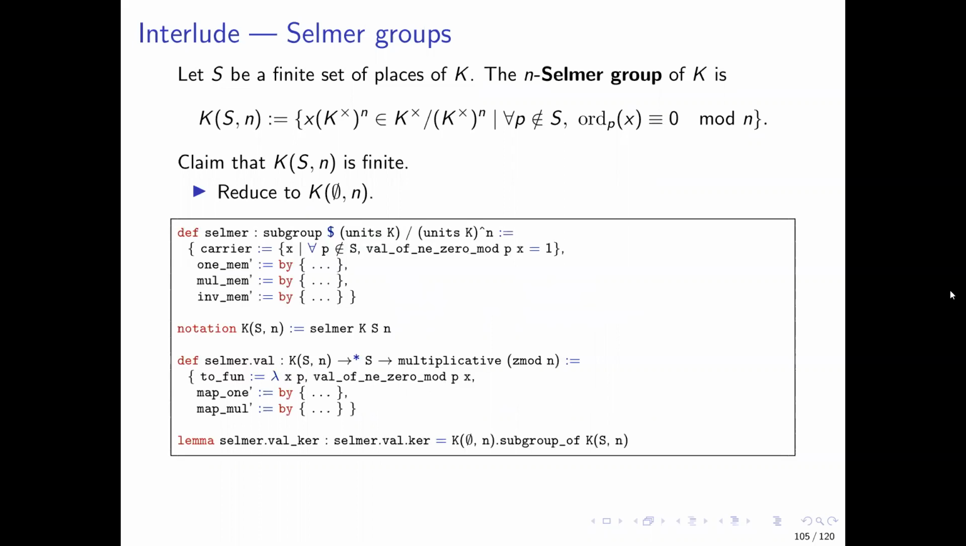Yeah, and then there's not much to say other than that this is literally writing down what I said earlier in Lean. There's this function here, val of ne 0 mod, which is a bit complicated to define, so I kind of just ignored it. But this is exactly saying this thing.